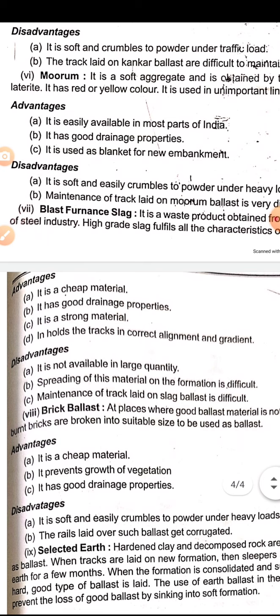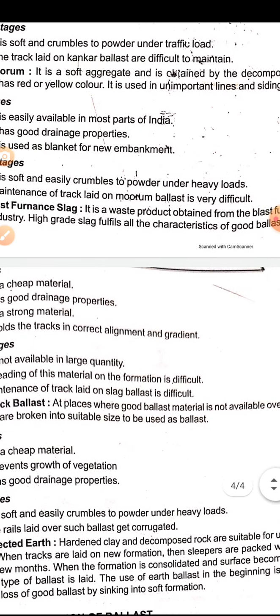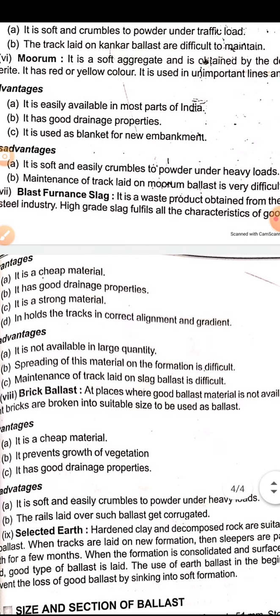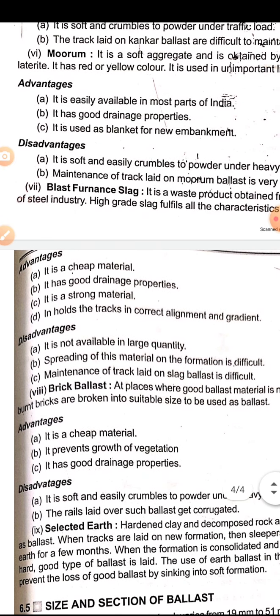Okay, next, moorum. It is a soft aggregate formed by the decomposition of laterite. Okay, laterite থেকে আমরা মোরামটা পাওয়া যায়. It is easily available in most parts of India. Maximum পার্টেই আমাদের পাওয়া যায় মোরাম. It has good drainage property. It is used as blanket on new embankment. Disadvantage: it is soft, easily crumbles. Same thing.